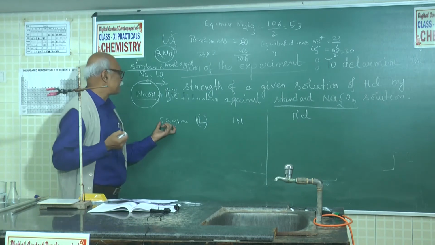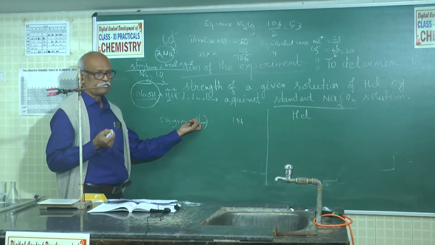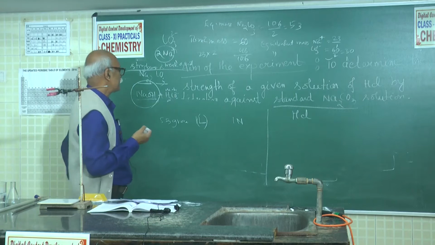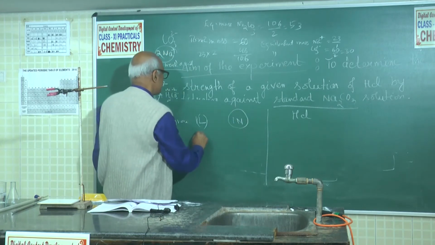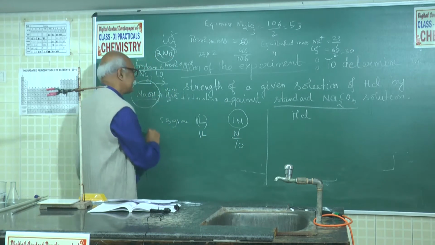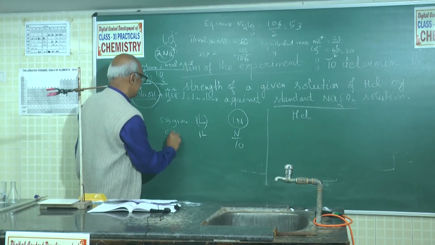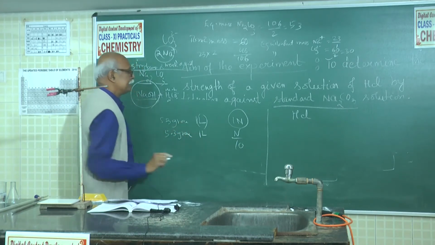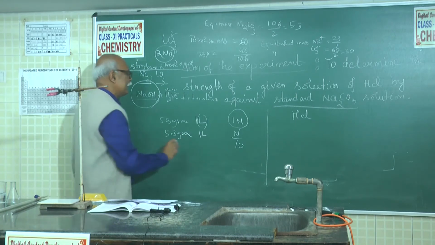So if you take 53 gram and put it in a 1 liter solution in the measuring flask, 1 liter measuring flask, that will give you 1 N solution. And if you prepare N by 10, then you will take 1/10 gram equivalent, that is 5.3 gram. It is not necessary to prepare 1 liter, let us prepare 100 milliliter.